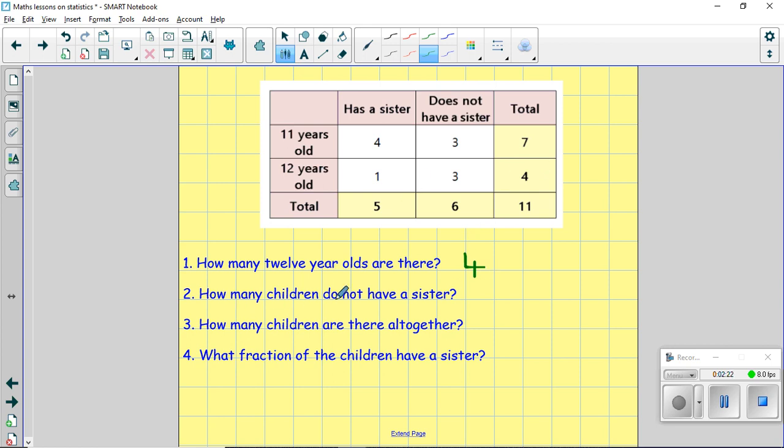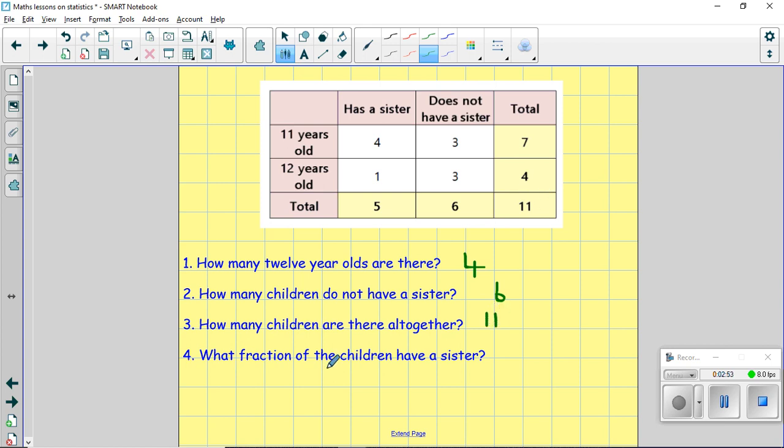Number 2, how many children do not have a sister? So it's saying children here, so it's not asking for 11-year-olds or 12-year-olds, it's asking for children altogether who do not have a sister. So this is the do not have a sister column, and the total is 6, and that's all together. So 6 children do not have a sister. Number 3, how many children are there altogether? Well, we've already looked at that, 11.